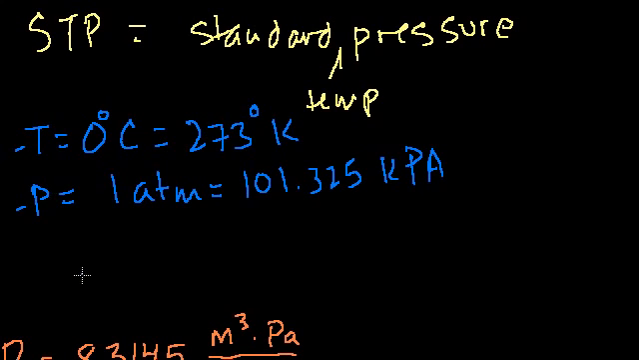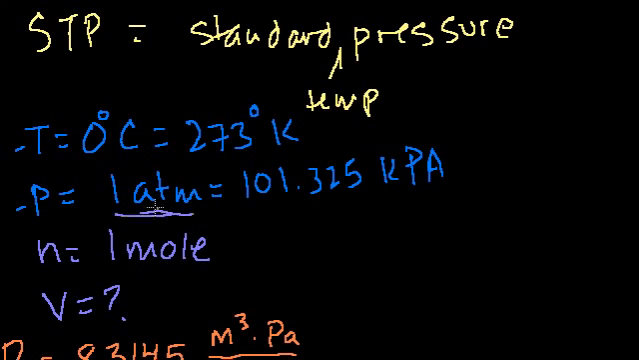Let me say that the other way. How many liters will 1 mole take up? So n is equal to 1 mole, and I want to figure out what my volume is. If I have 1 mole of a gas, I have 6.02 times 10 to the 23 molecules of that gas. It's at standard pressure, 1 atmosphere, and its standard temperature, 273 degrees. What is the volume of that gas?